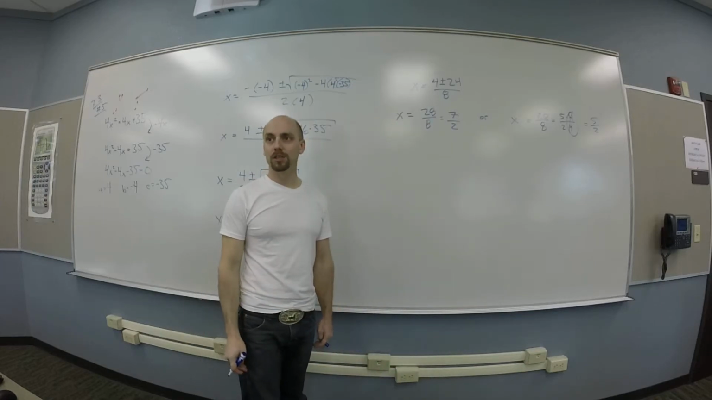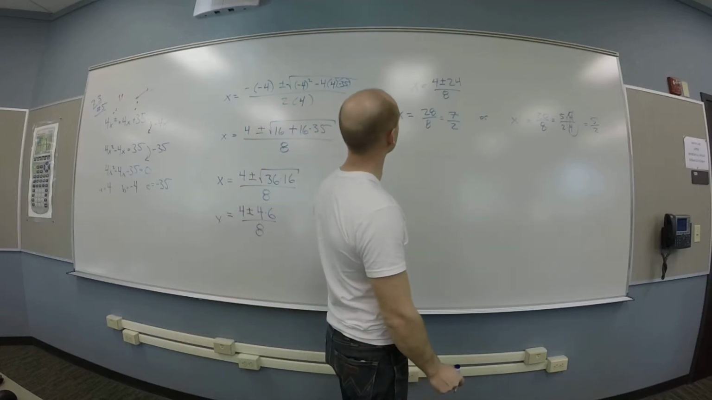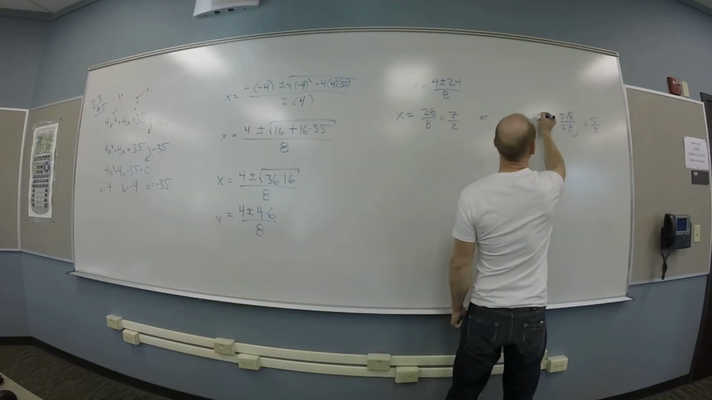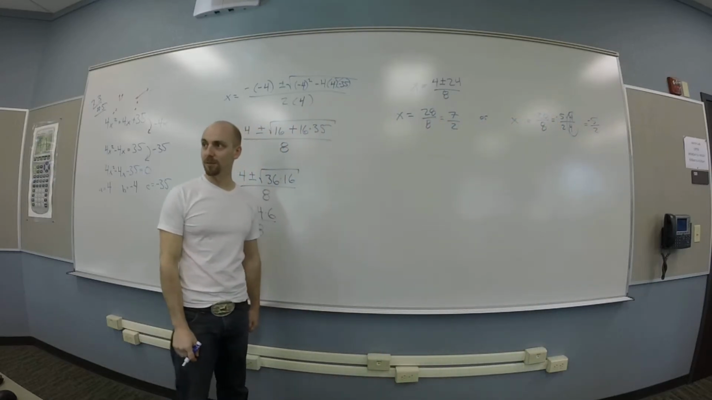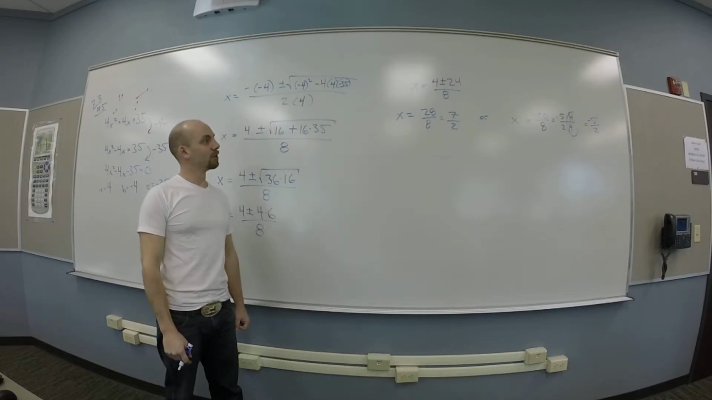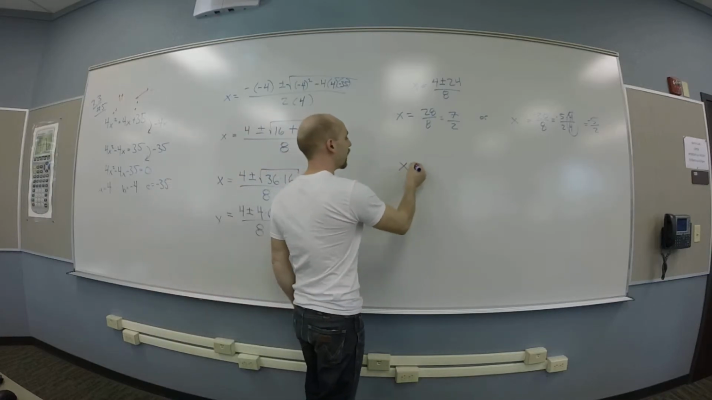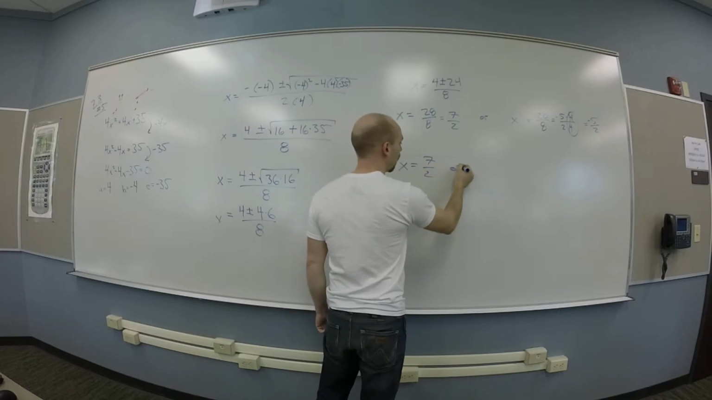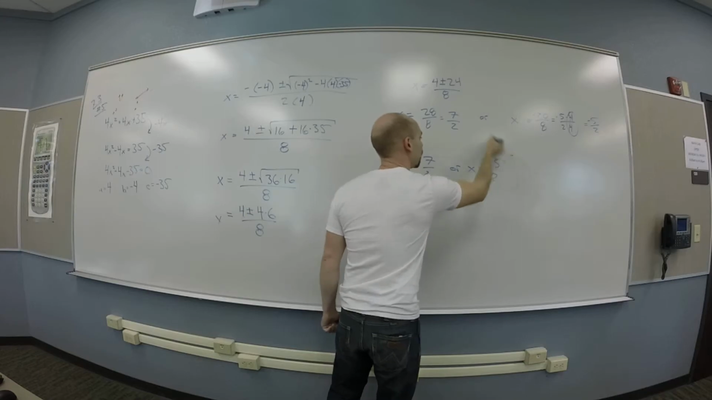So what do I write for answers? Is it negative 5 halves? Yeah, it's definitely negative 5 halves. Thank you. I lost a negative sign somewhere. So what'd you get for your answers? So x is 7 halves, or x is minus 5 halves. Bam, done.